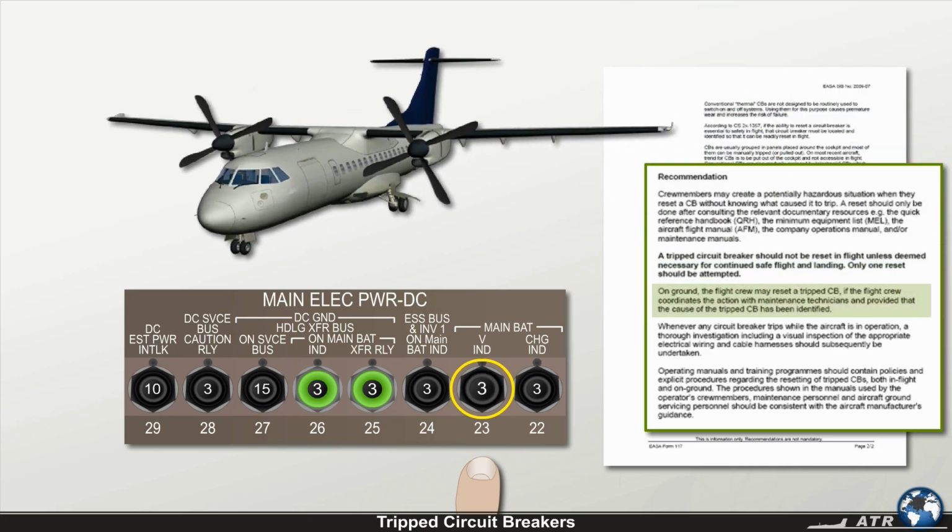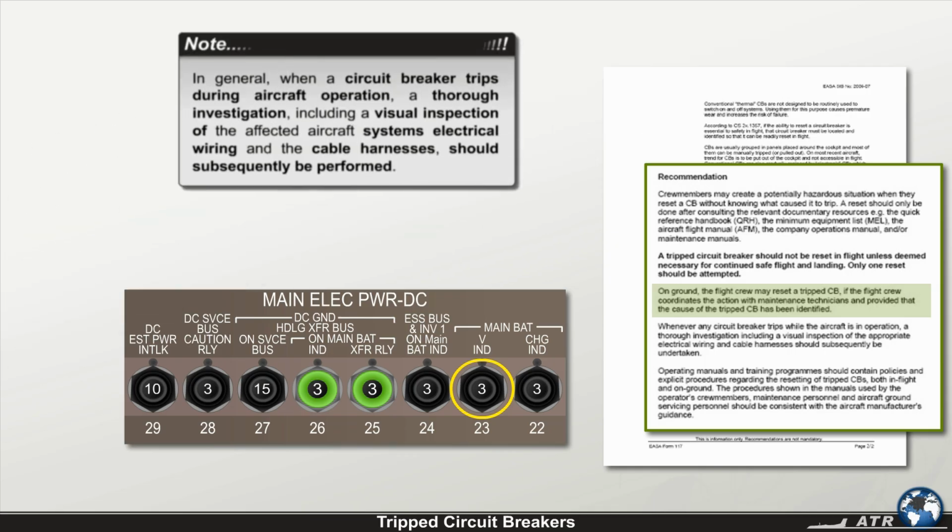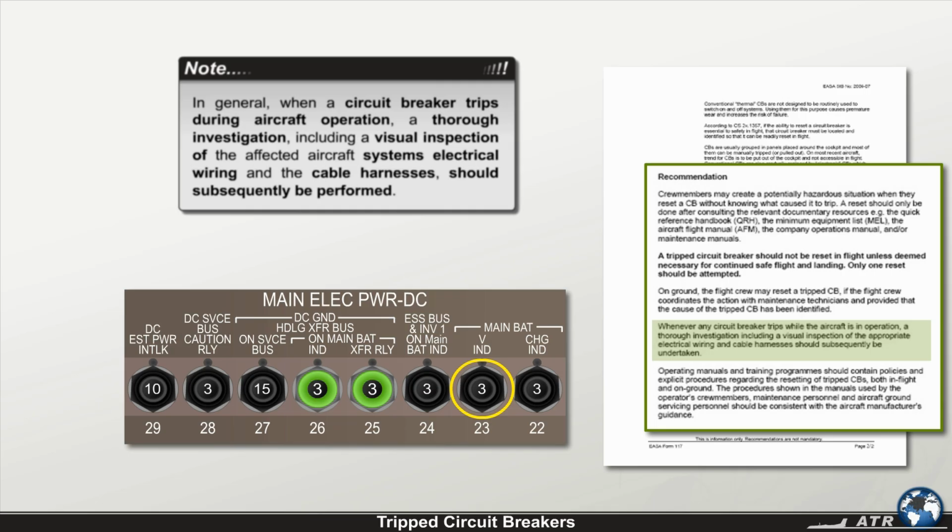On ground, if coordinated with the maintenance technicians and if the cause for the tripped circuit breaker is identified, you're allowed to perform the reset of a circuit breaker. In general, when a circuit breaker trips during aircraft operation, a thorough investigation, including a visual inspection of the affected aircraft systems, electrical wiring, and the cable harnesses, should subsequently be performed.